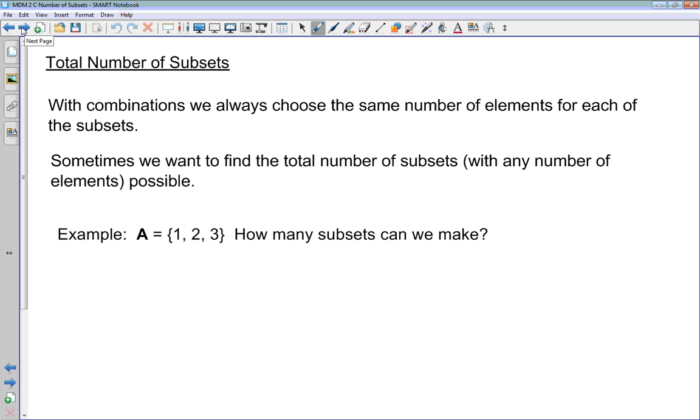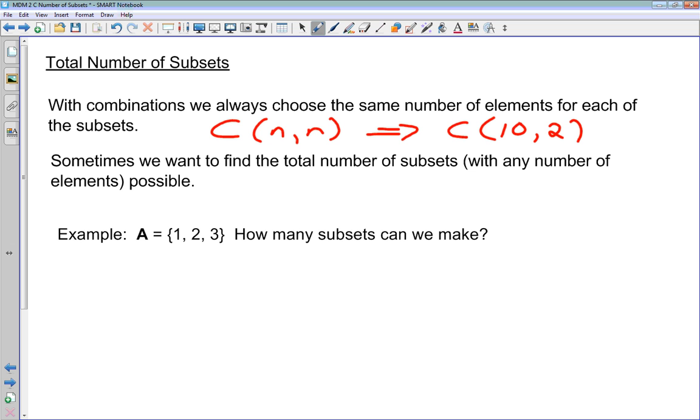So with combinations, we always choose the same number of elements for each of the subsets. We had this notation for combinations that was C and R. So if we had something like C10-2, we read that as 10 choose 2, which meant we were taking a set of 10 elements, choosing 2 of them, and seeing how many different subsets we could make choosing 2 elements from that set of 10 things. Sometimes we want to do something a little bit different.